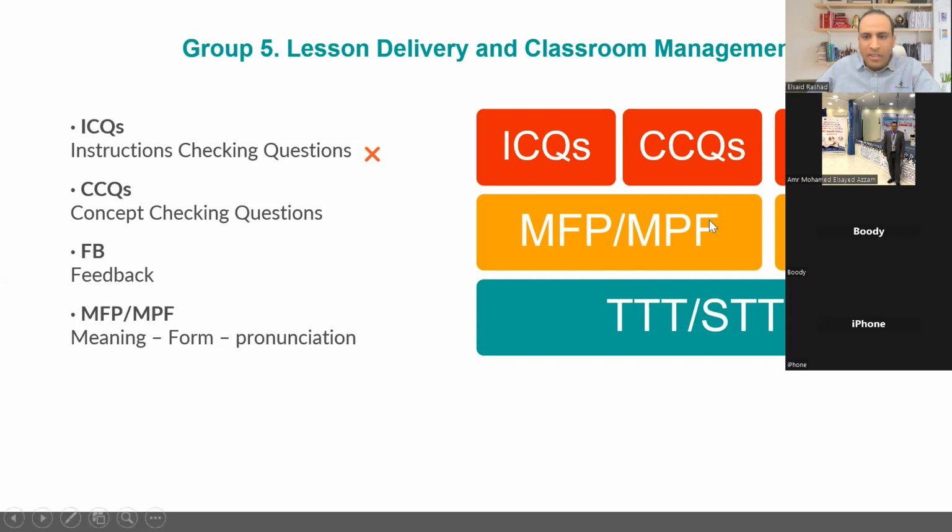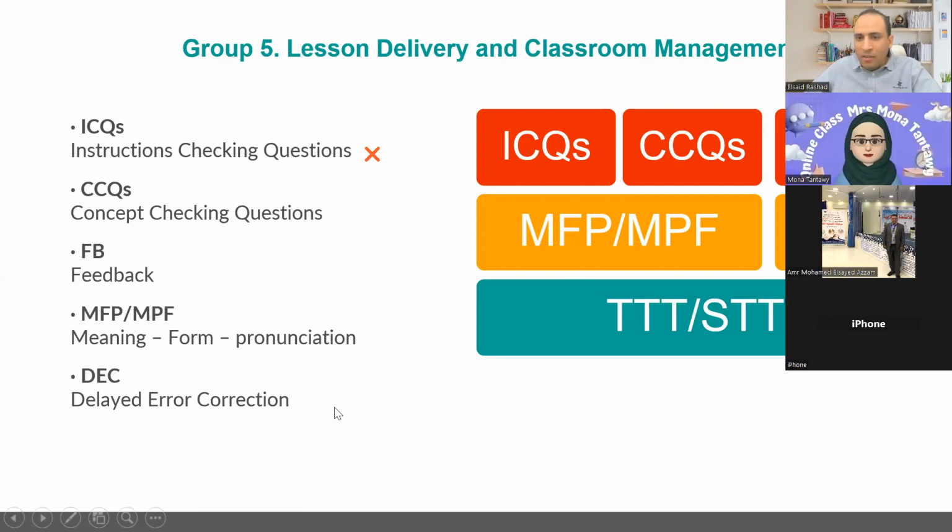DEC, delayed error correction. At the end of the lesson, students might be speaking about something for 5 minutes. It's a fluency task. Teachers should never interrupt. So teachers only monitor and unobtrusively take notes of students' language and content. And after they finish, the teacher should invite the students to correct some sentences. This is called DEC. It's not December, it's delayed error correction. So you should be aware.